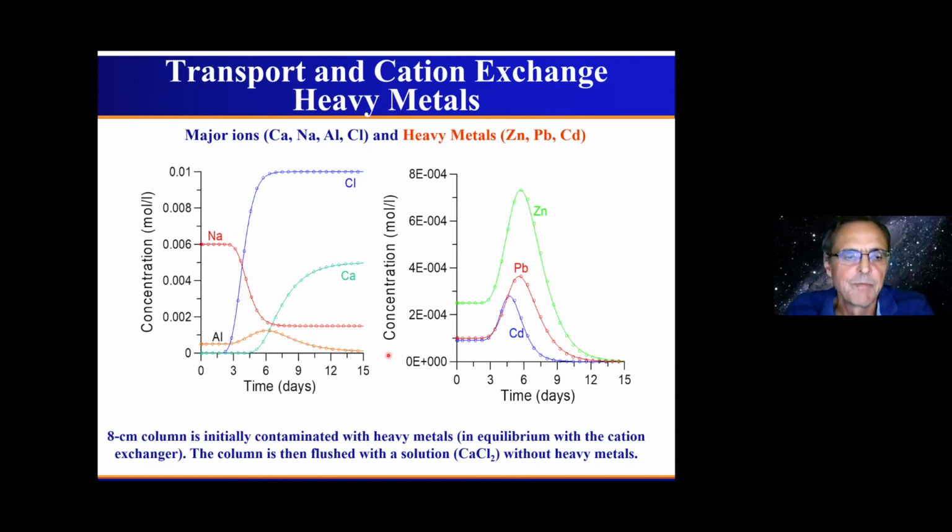So first, imagine that you have a soil column, which is initially contaminated with heavy metals, let's say zinc, lead, and cadmium. And then we leach this column with a calcium chloride solution, which means that we will be replacing in the sorption complex the heavy metals, zinc, lead, cadmium, with calcium. And then we will leach these heavy metals. And so when we run the simulation, the FreeXE code will consider all these reactions which are involved between these species, aqueous complexation, cation exchange between heavy metals and calcium, et cetera.